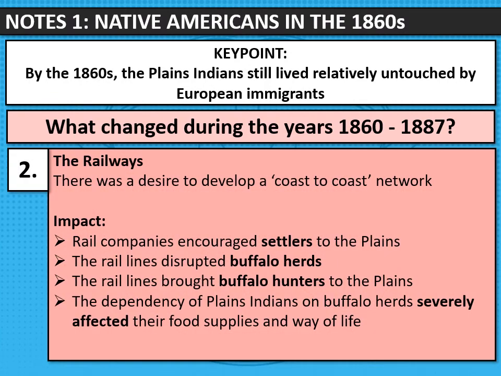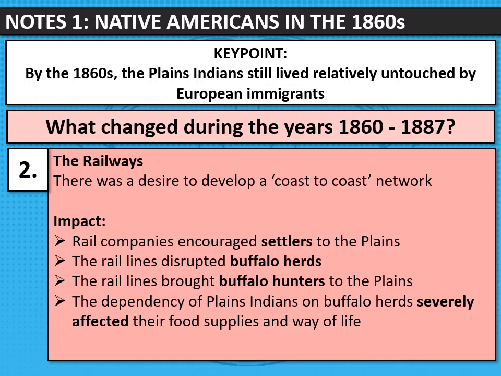The second big thing that impacts the years 1860 to 87 is the railways. There was always a desire to develop a coast-to-coast network running from the east coast to the west coast of America. In 1869, for instance, the Union Pacific Railway was completed. The impact of this is that rail companies encouraged settlers to the plains to help build these railways. So the land that they were given to lay track on, they also encouraged people to come and live and work there. So more people started to settle the plains where the Plains Indians lived.